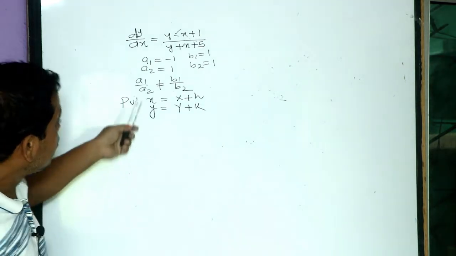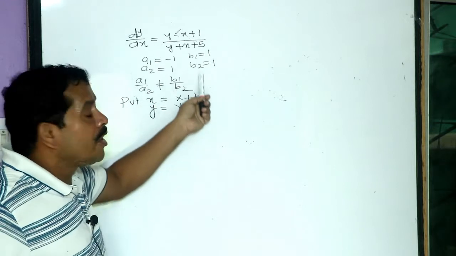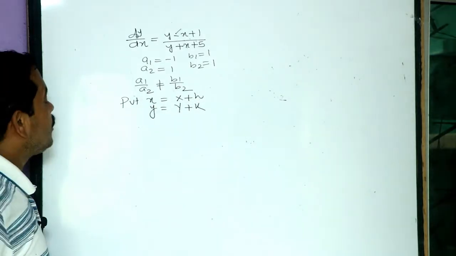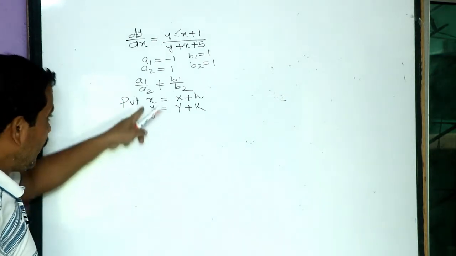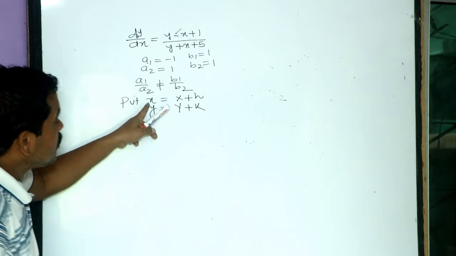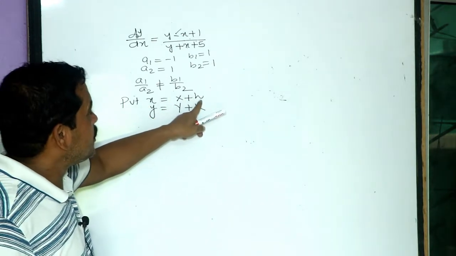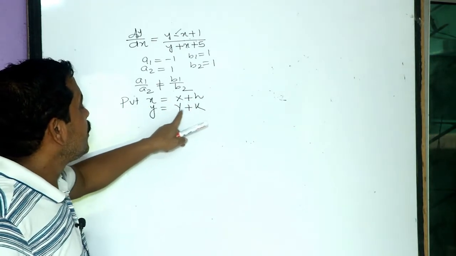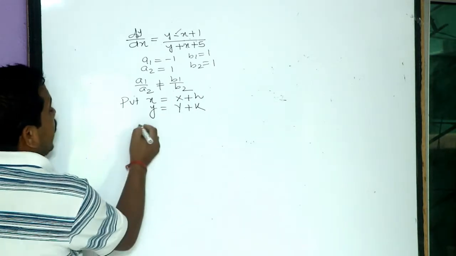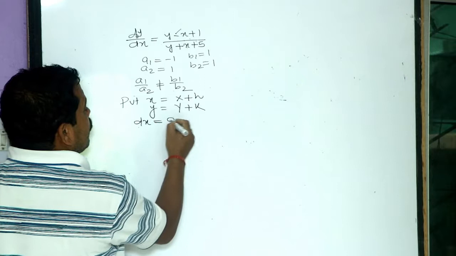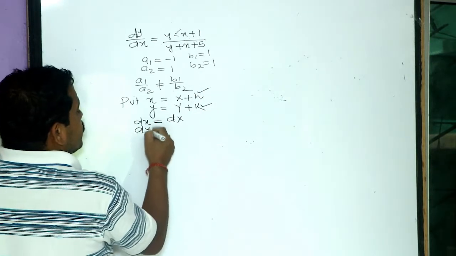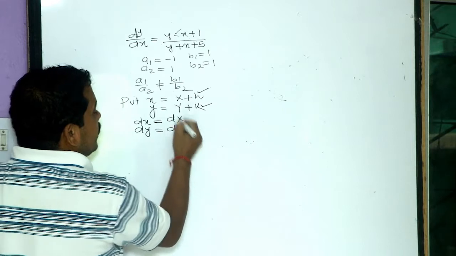First, check whether a1 by a2 is equal to b1 by b2 or not. If a1 by a2 is not equal to b1 by b2, just put small x as capital X plus h and small y equal to capital Y plus k. This is the general method. Then small dx equals capital DX, because h and k are constant. Small dy is equal to capital DY.